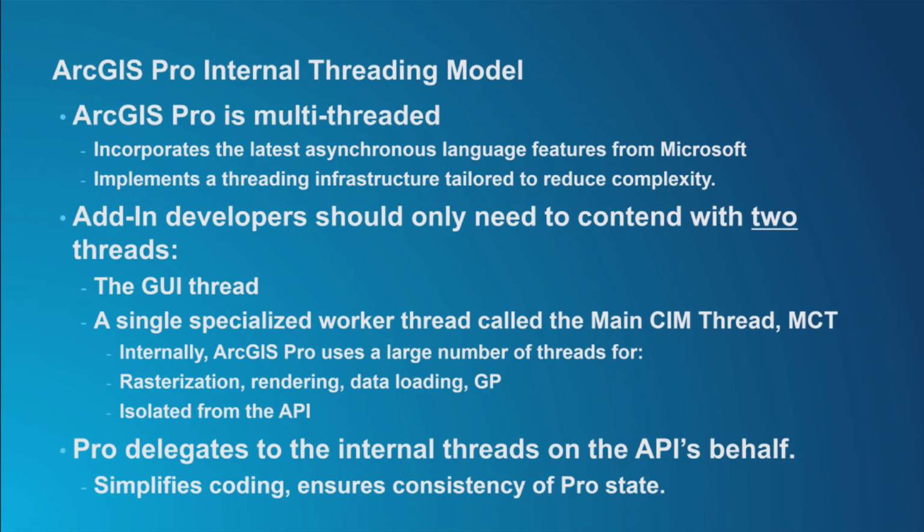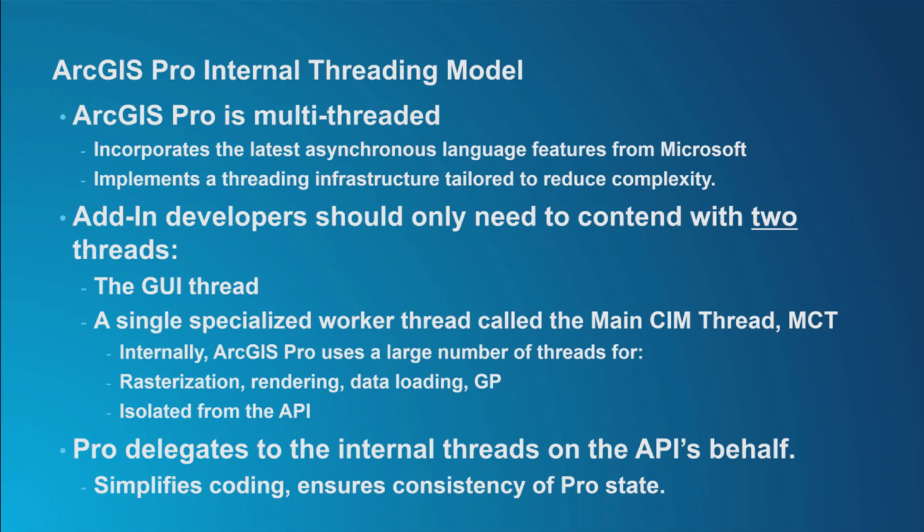The ArcGIS Pro internal threading model: ArcGIS Pro is multi-threaded. It incorporates the latest asynchronous language features from Microsoft. It implements a threading infrastructure that's tailored to reduce complexity. As you can imagine, multi-threading is always very complex, so we try to make it simple. For add-in developers, you should only need to contend with 2 threads. On one side, you have the GUI thread, the graphical user interface thread. And on the other hand, you have a single specialized worker thread that we refer to as the main CIM thread, or MCT. And you can see there's plenty of acronyms here. CIM stands for Cartographic Information Model.